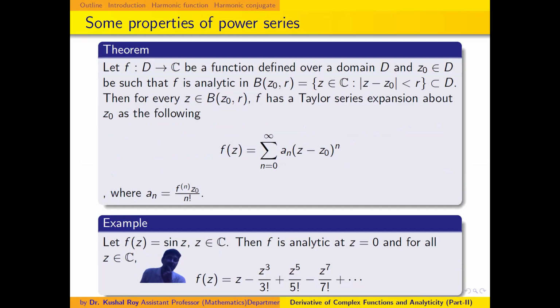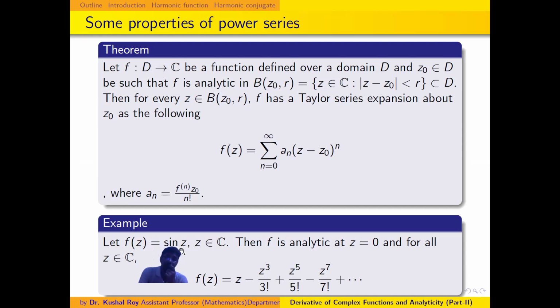Some properties of power series. So this is a theorem. Let f from the domain D to C be a function which is defined over a domain D, and for some z0 belongs to D, such that f is analytic in B(z0, r). So this is an open ball with center z0 and radius r. Then for every z belongs to this open ball, f has a Taylor series expansion about z0 as follows: f(z) is equal to summation n equal to 0 to infinity a_n (z minus z0)^n, where this a_n is equal to f^(n)(z0) by n factorial, which is the Taylor coefficient in the Taylor series expansion.